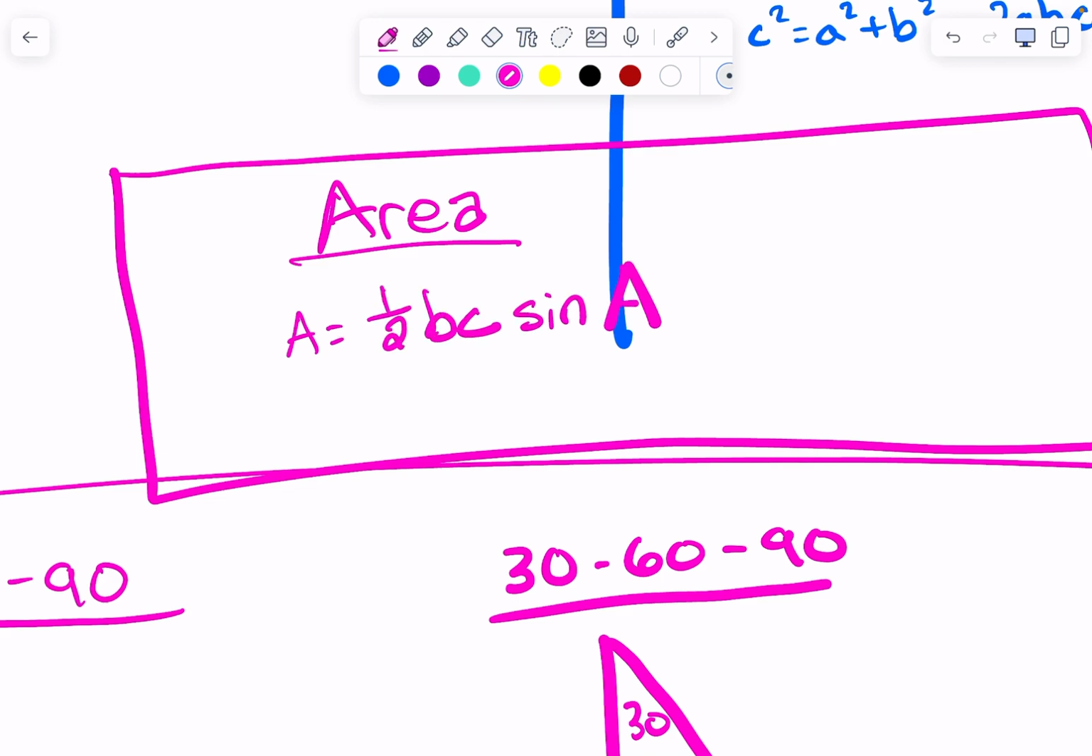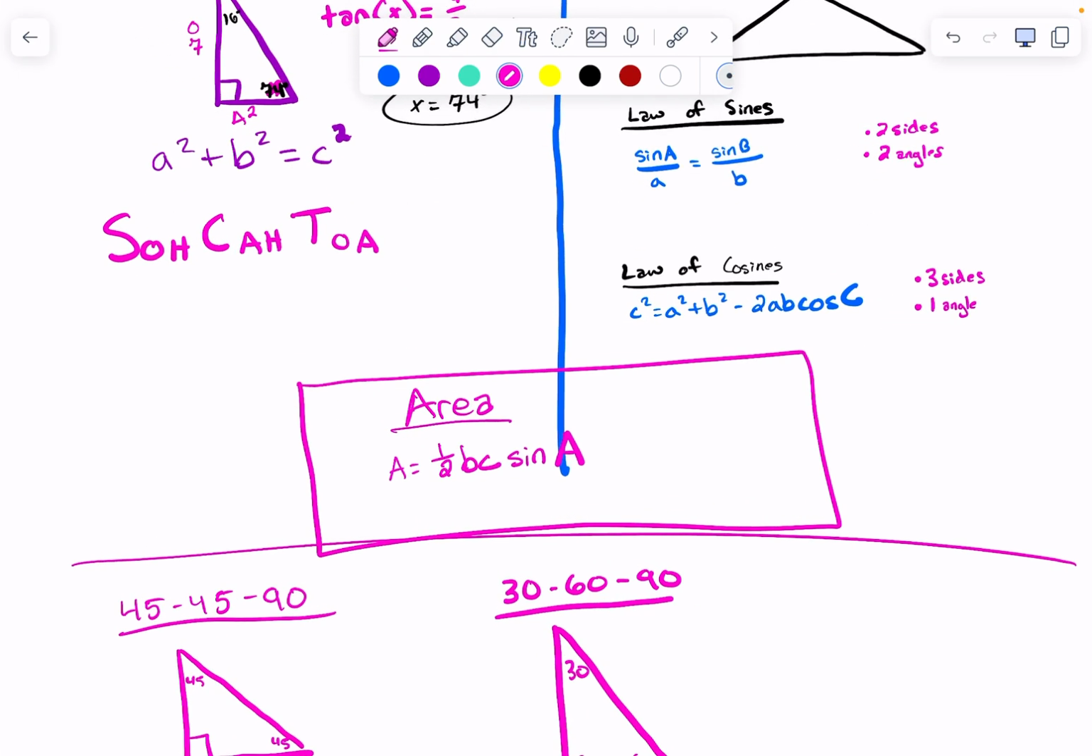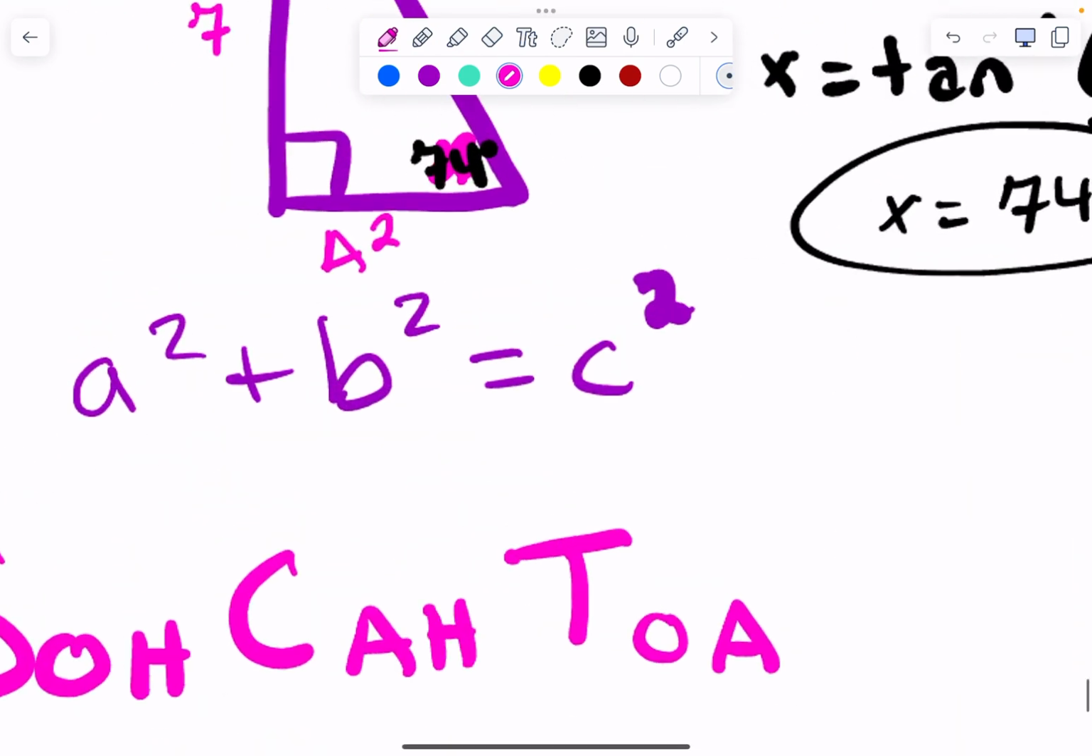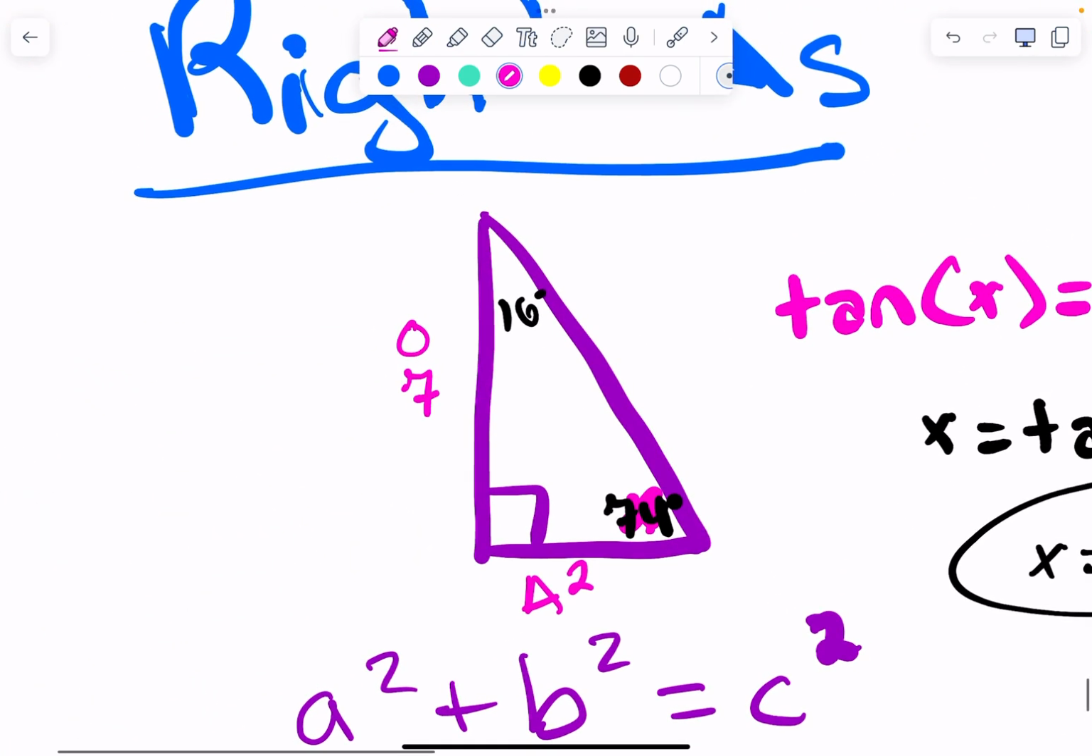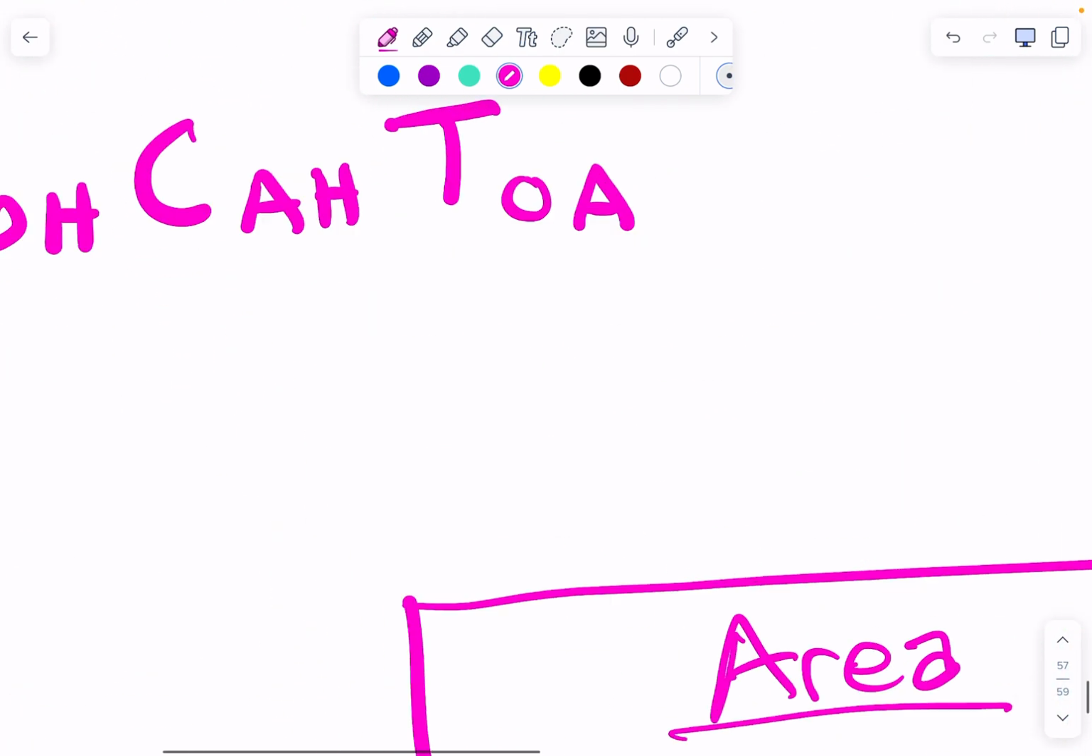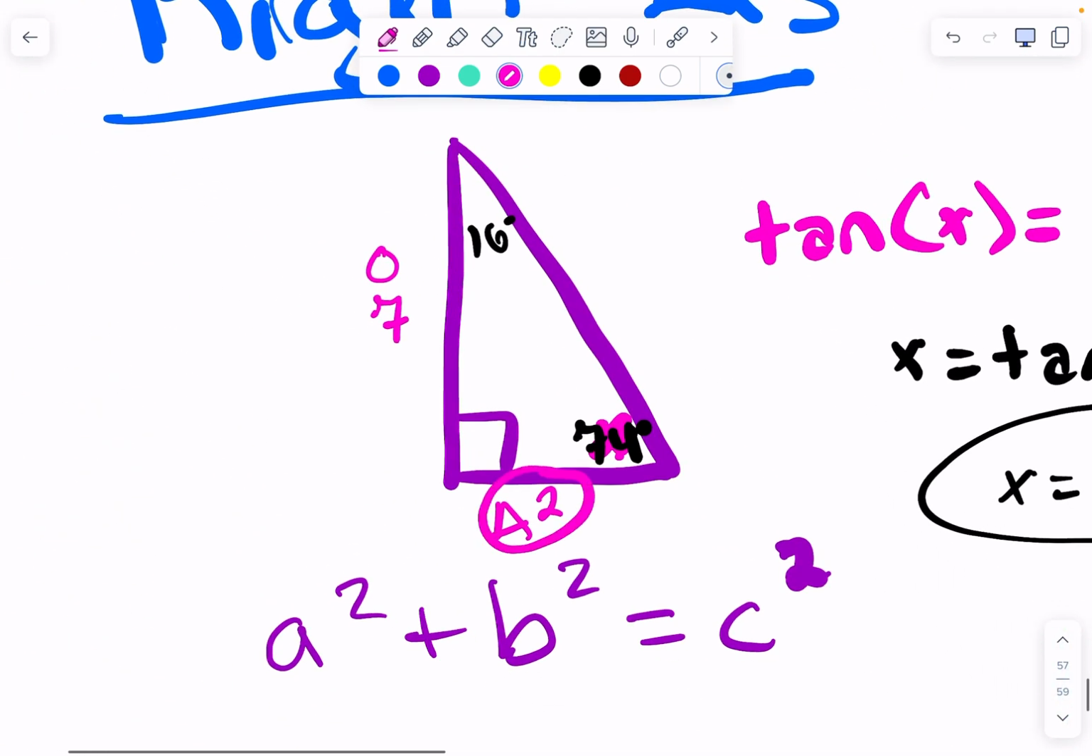This is for which one? This is for non-right or right. It doesn't matter. Really, if it is a right triangle, like if I was trying to find the area of this guy, there's no point. You could use this formula if you wanted to, right? But I would just do 1/2 of 2 times 7, because I have a base and a height. But you could certainly use the formula if you wanted to.